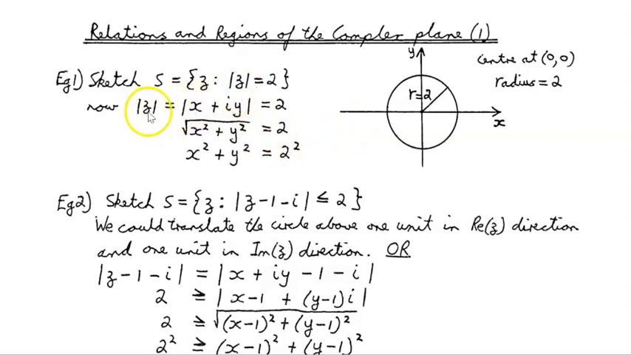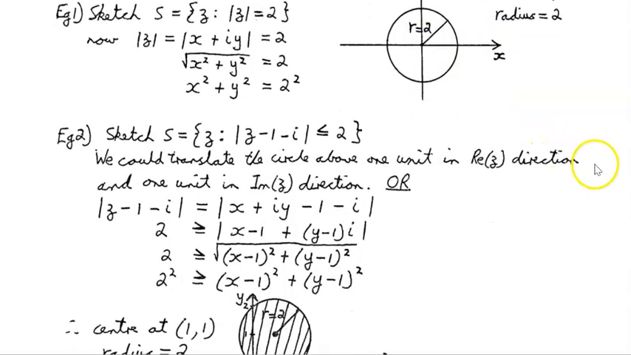The way to see that: mod z is mod x plus iy, equal to 2, which is the square root of x squared plus y squared equals 2. Square both sides, you have x squared plus y squared is 2 squared. That's the circle of radius 2, centered at the origin. Let's have a look at a different example now.